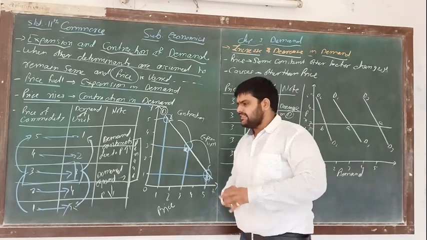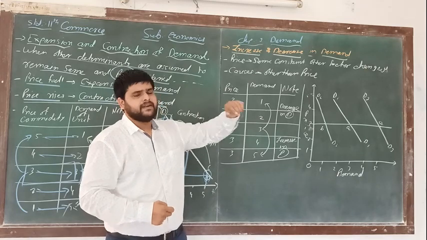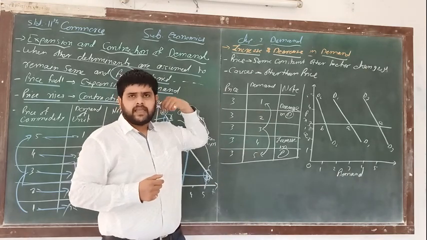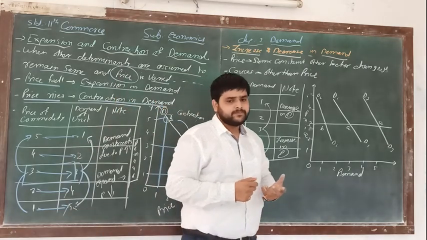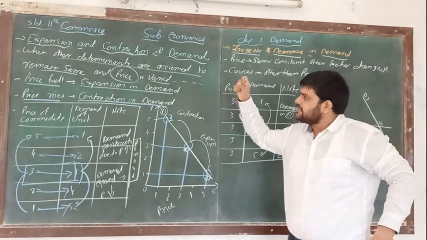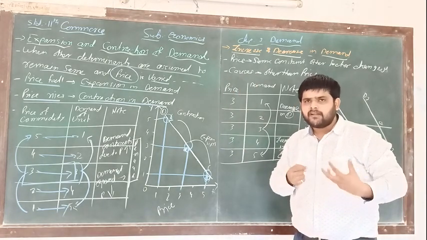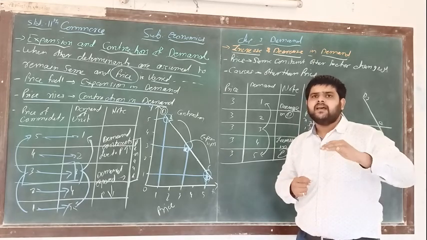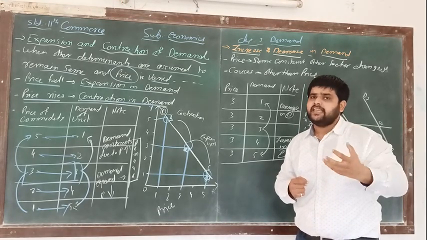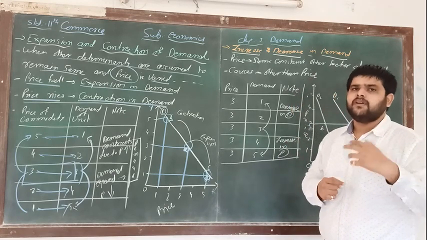The second point is increase and decrease in demand. Here it's totally opposite of expansion and contraction in demand. What we learn in expansion and contraction is that other things remain the same, and there is a price fall and price rise. Here we have to learn what happens if other things remain constant and there is a change in price.